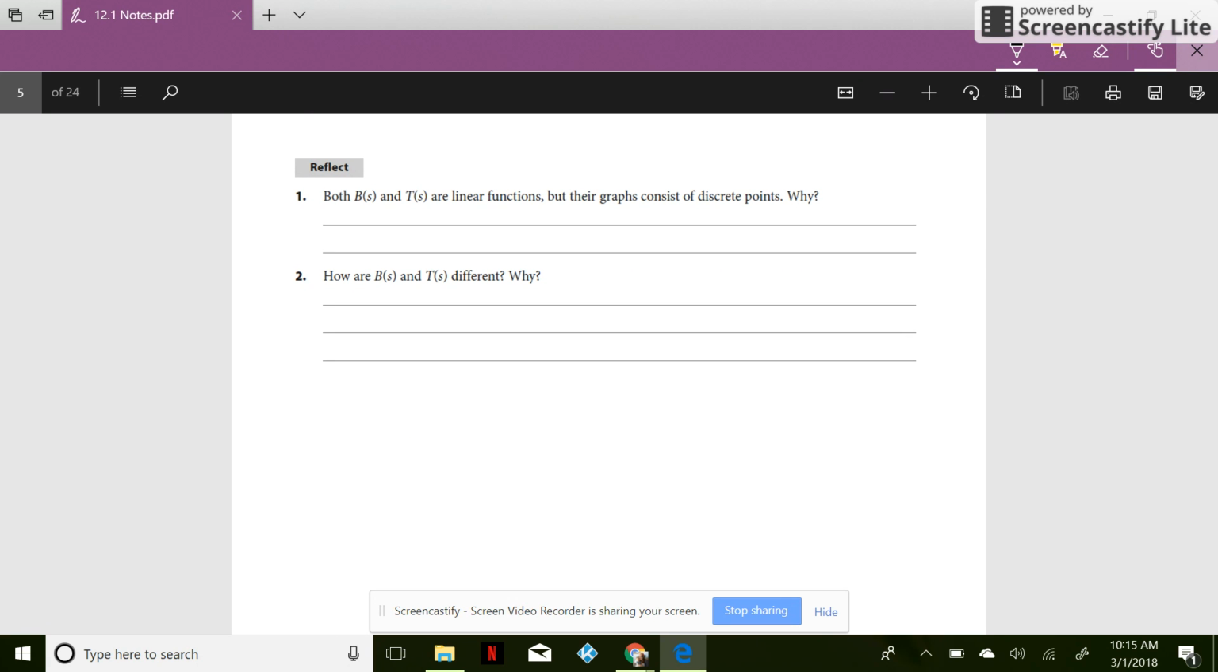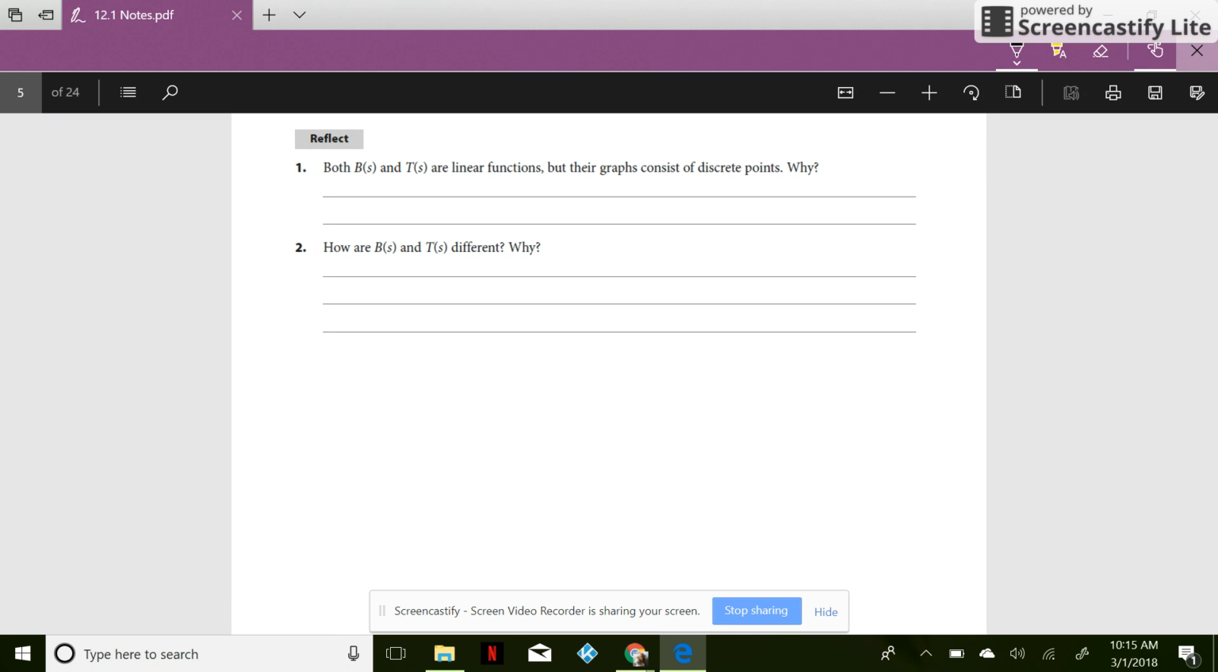Both BS and TS are linear functions, but the graphs consist of discrete points. Why didn't we draw a line connecting all of the points on our graphs? Our inputs are only whole numbers this time. You can't step on a partial stair. So our inputs are only whole numbers, so we can't include all the in-between points. We won't be connecting our dots here.